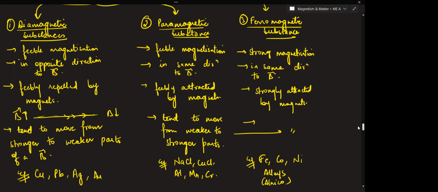Regarding susceptibility, there are certain points. Susceptibility is small and negative for diamagnetic substances. For paramagnetic substances, it is small and positive, between 0 and 1. For ferromagnetic substances, the value is very high, more than 1000. Similarly, relative permeability is less than 1 for diamagnetic, slightly more than 1 for paramagnetic, and in the order of thousands or greater for ferromagnetic.